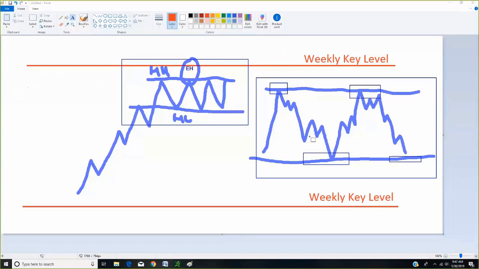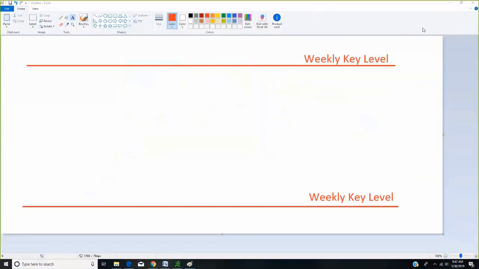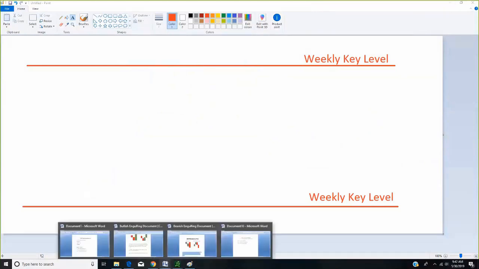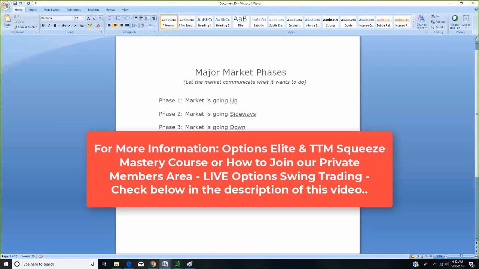Other than higher highs and higher lows. So what is our third phase? Okay, again, we're just doing an overview here, right? Our third phase is market is going down. That is our third phase. So let's go back to our paint.